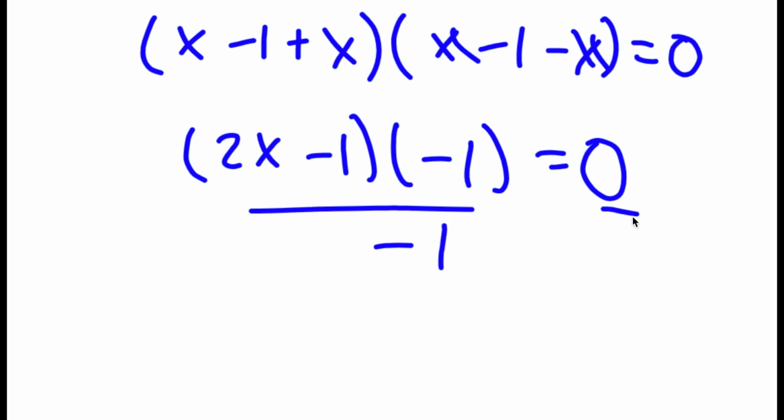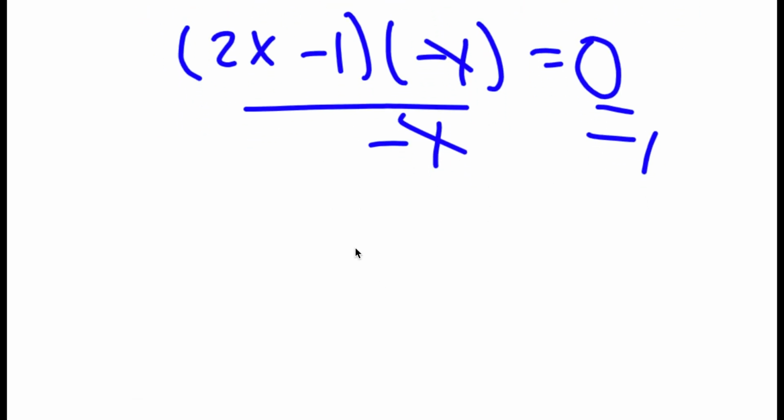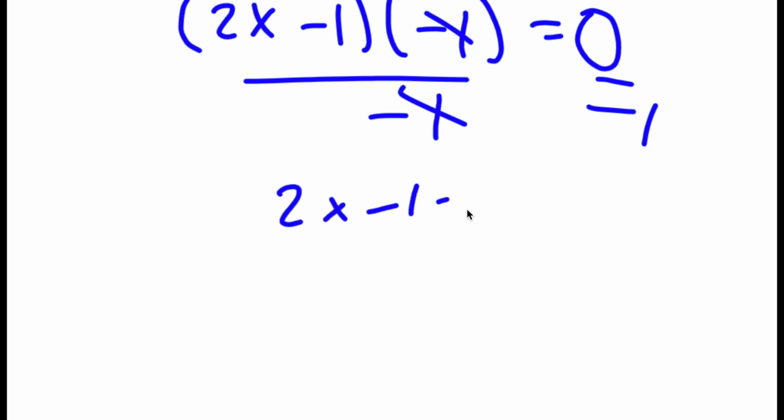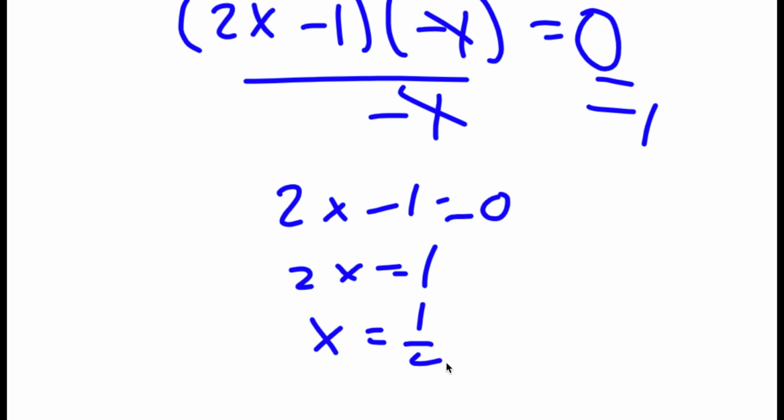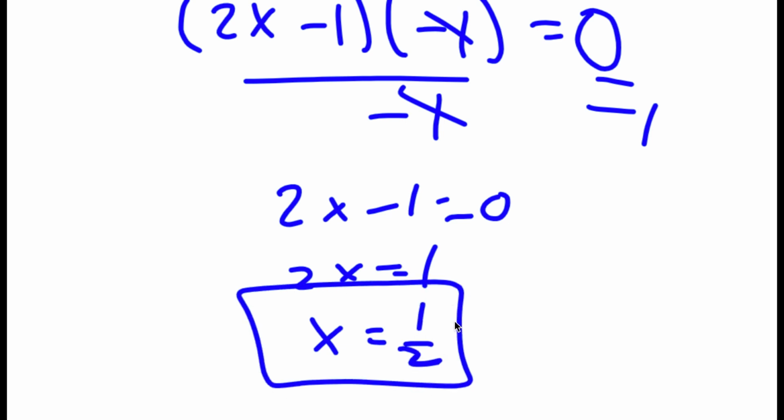So now if I divide both sides by negative 1, these two cancel out, and I get 2x - 1 is equal to 0, meaning 2x is equal to 1, and x is equal to 1/2. That's my second method.